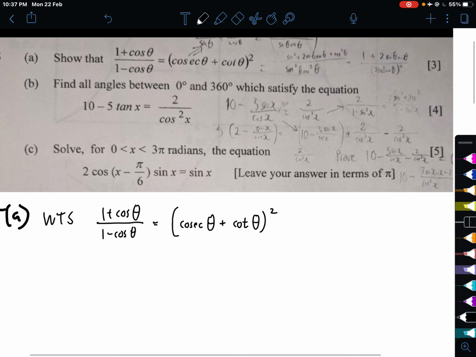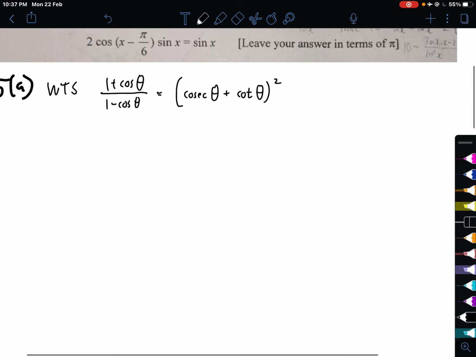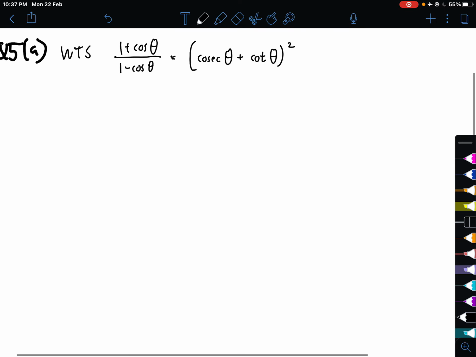Okay, we're gonna solve 5 part A. 1 plus cosine theta over 1 minus cosine theta is equal to bracket cosecant theta plus cotangent theta bracket square. I copied down the question already, I'll just scroll down. Let's take a look. You notice straight away that there's cosecant and cotangent, right?